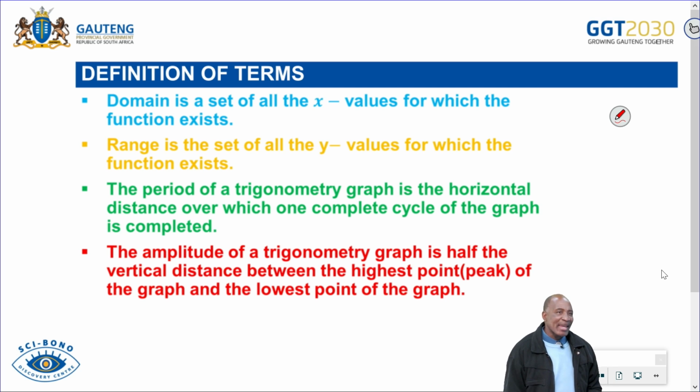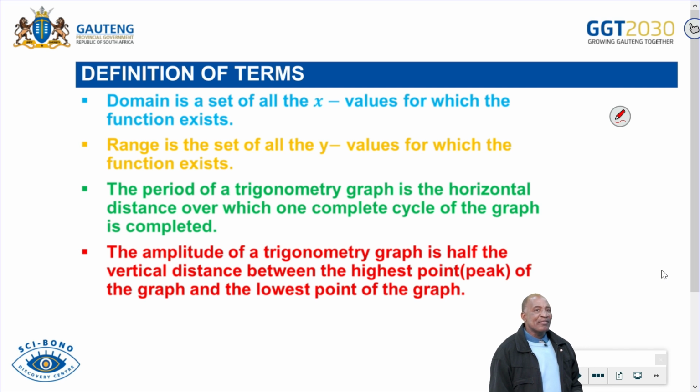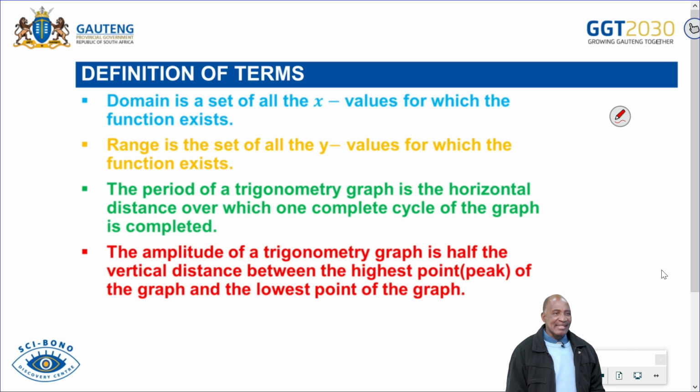We spoke about the domain being a set of all the x values for which the function exists. You also looked at the range of a function, which is the set or collection of all the y values for which the function exists. Then the period of a trigonometric graph is the horizontal distance over which one complete cycle of the graph is completed. You shall see at a later stage that these graphs have what we call a cycle. In other words, they will have to complete a particular pattern before another cycle begins. Hence, they have what we call a period.